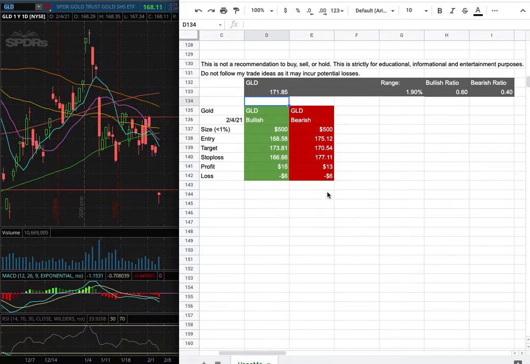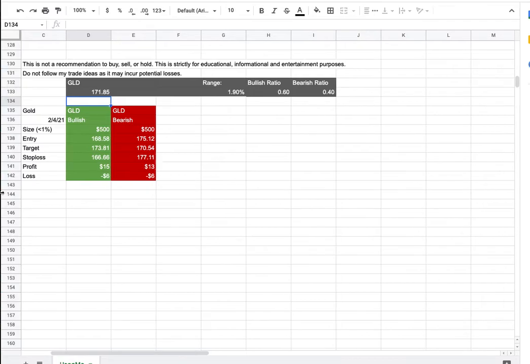My stop loss is at $166.66. However, if I were to open a short position, my entry is at $175.12, and that is this range there. My sell target is at $170.54, and my stop loss is at $177.11. So whichever entry price were to hit first, that will be my position of the week.